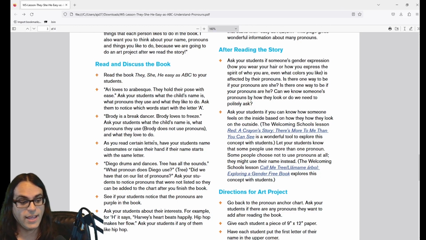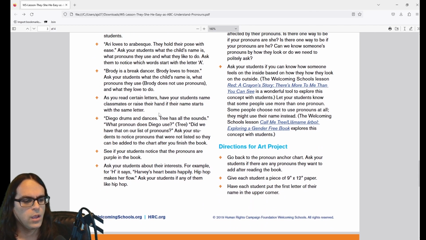As you read certain letters, have your students name classmates or raise their hand if the name starts with the same letter. So it's the beginning of making connections. At first, it's very, very surface level, but then it's going to deepen. Okay, so interesting. They're skipping a few. So "D, Diego drums and dances. Tree has all the sounds." What pronoun does Diego use?